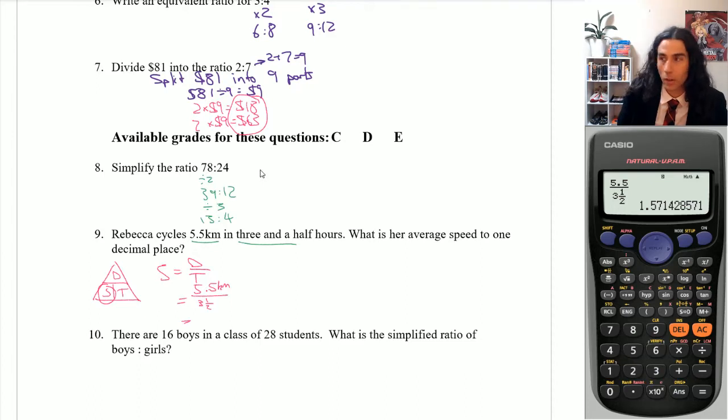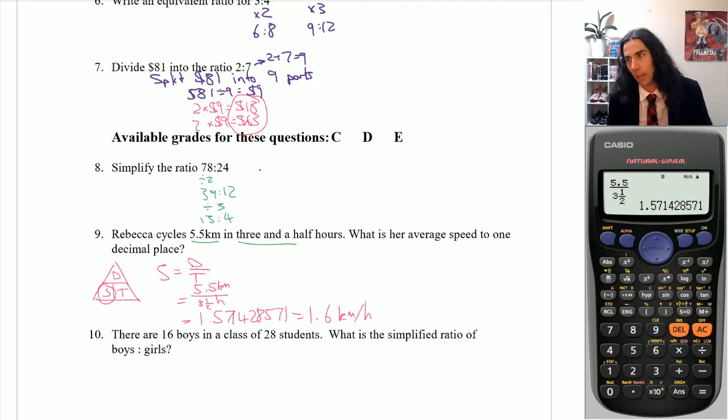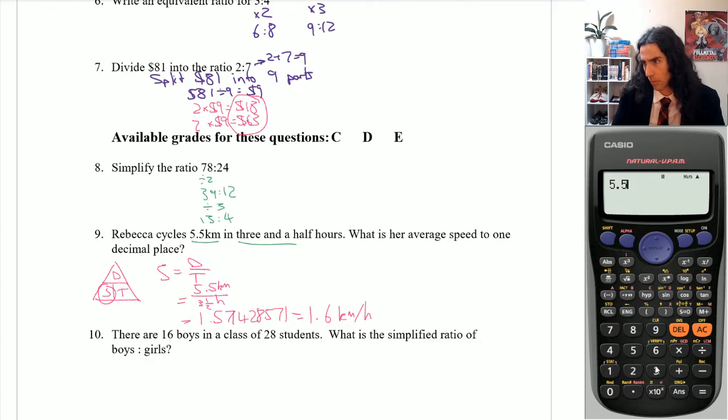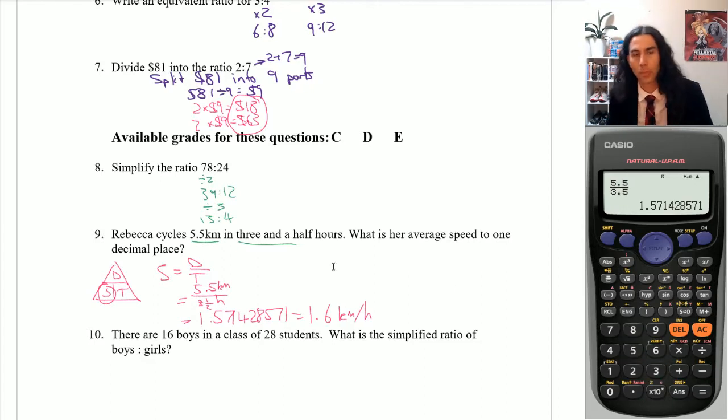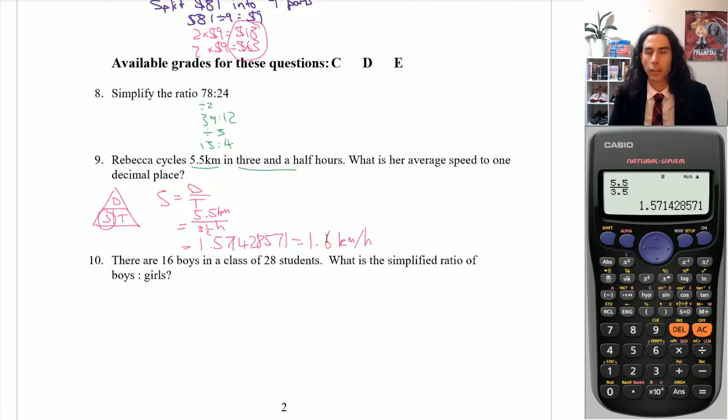And what's that to 1 decimal place? So I would write 1.571428571, which equals 1.6 kilometers per hour. That's it. If you did 5.5 divided by 3.5, that's fine too. Same thing. All right. I'm going to do the next one in 5.